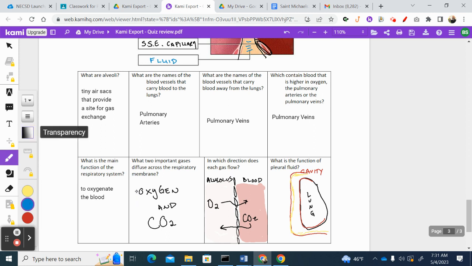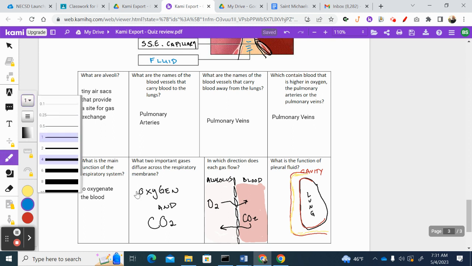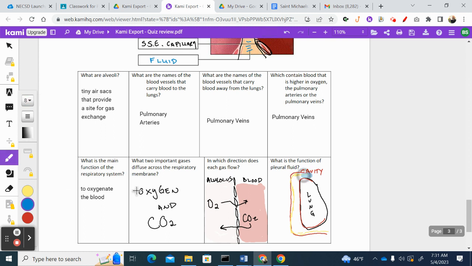And in between the two, we have fluids that occupy this space here. And the fluids are nice because they act as a lubricant and it protects the sides of the lung as you're expanding and breathing, right? So this liquid acts as a lubricant. This is called pleural fluid.